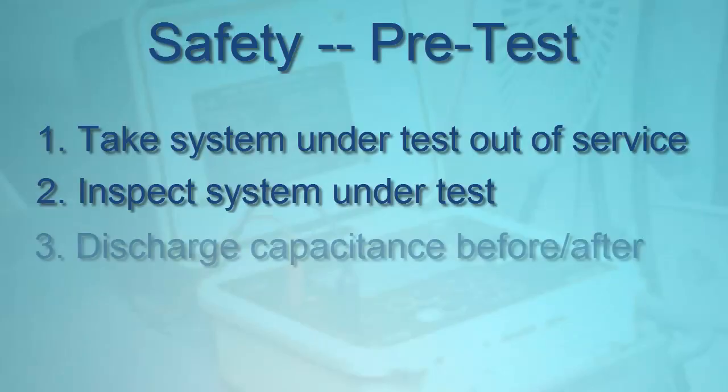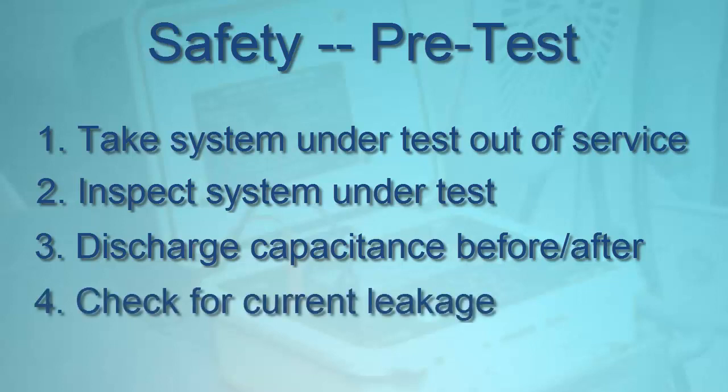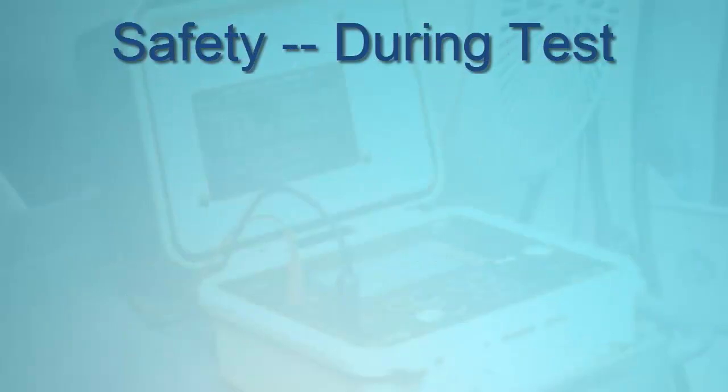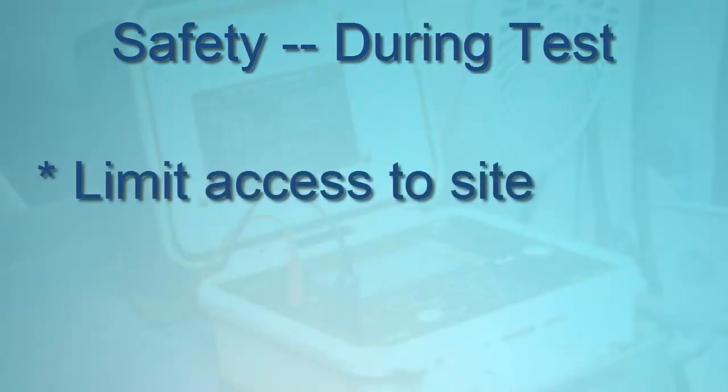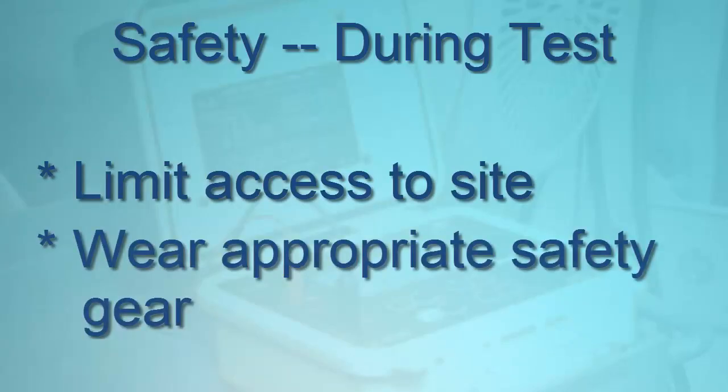Also, be sure to discharge capacitance before and after conducting an insulation resistance test. Note that AEMC Micro-Ohmmeters automatically discharge capacitance when not running a test. Finally, check current leakage at switches and other connections. When performing the test, restrict personnel access to the test site. Also, be sure to use personal protective gear, such as gloves, where appropriate.